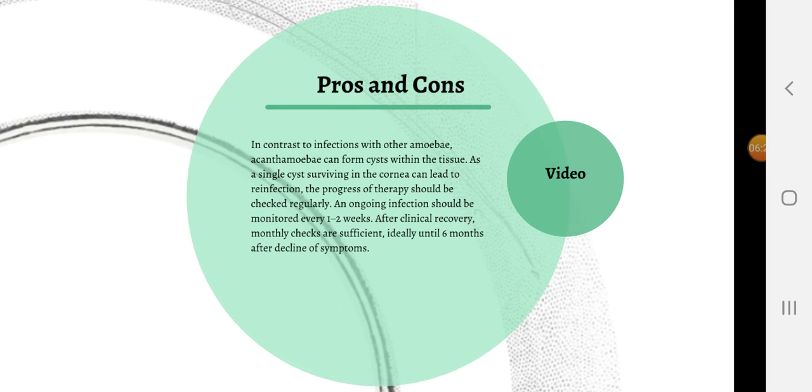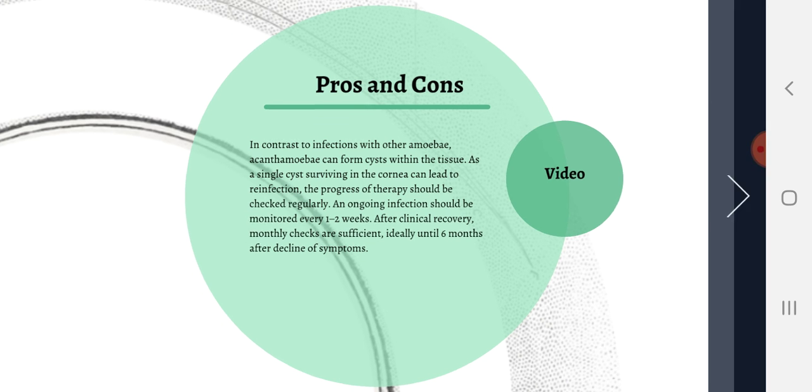Pros and cons. In contrast to infection with other amoeba, Acanthamoeba can form cysts within the tissue, as a single cyst surviving in the cornea can lead to reinfection. The progress of therapy should be checked regularly, and ongoing infection should be monitored every 1 to 2 weeks. After clinical recovery, monthly checks are sufficient, ideally until 6 months after decline of symptoms.